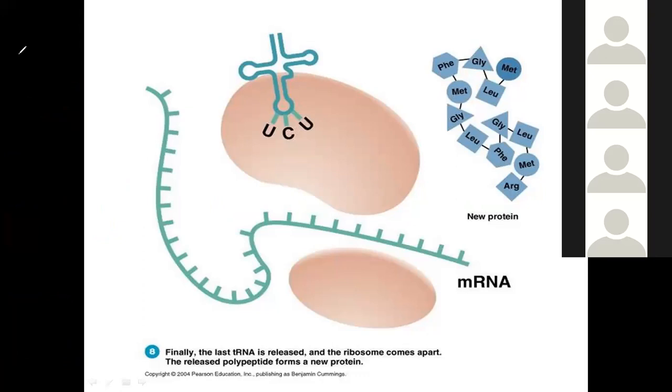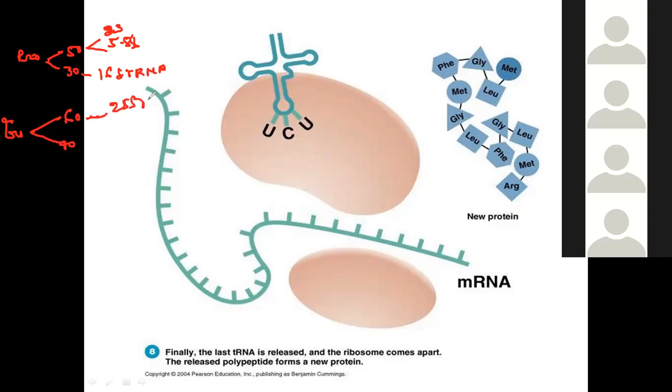Prokaryotes have a large subunit of 50S and a small subunit of 30S. The 50S has 23S and 5S rRNA, and the 30S has 16S rRNA. Eukaryotes have 60S plus 40S. The 60S has 28S rRNA, 5S rRNA, and 5.8S rRNA, and the 40S has 18S rRNA. Clear?